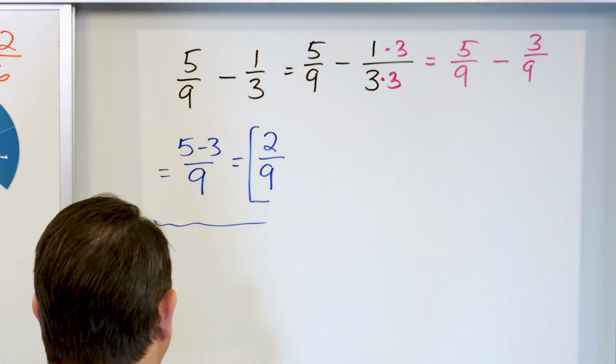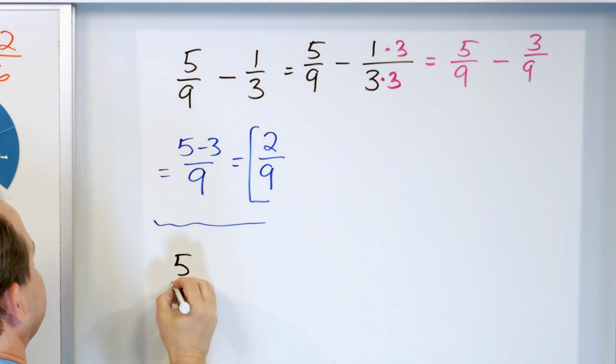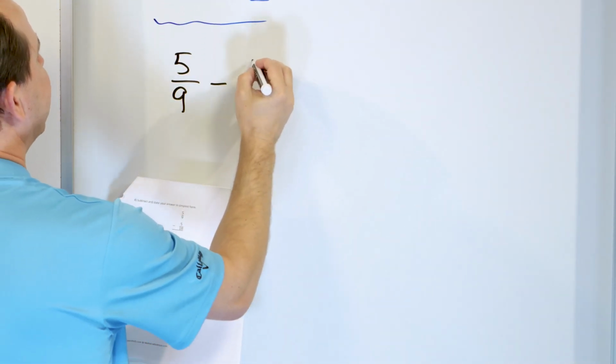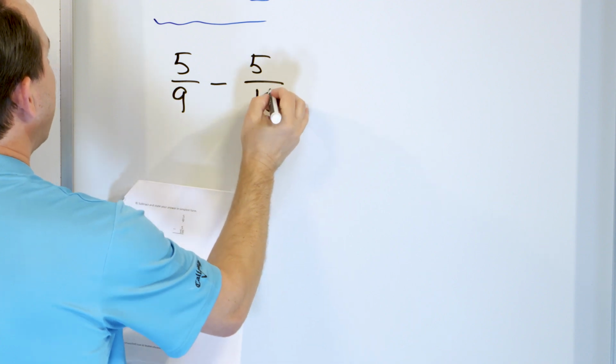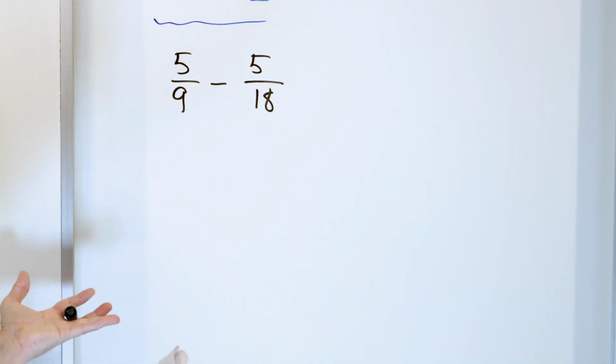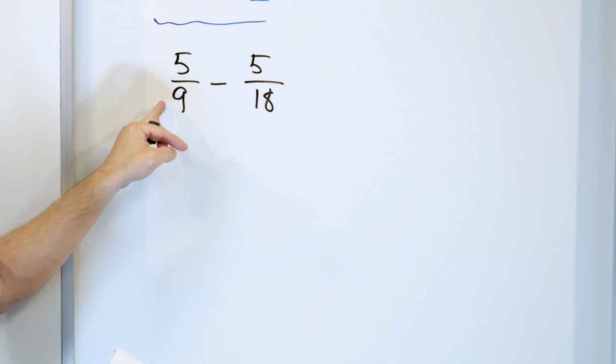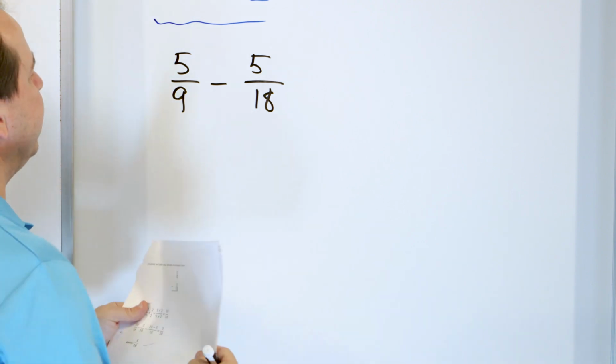And here's our very last problem. Let's take a look at 5/9, and we'll subtract 5/18. Looks very hard, right? Because you have a big old 18 here, but it's not. Because all I have to do is say 9 times 2 is 18. I can turn this into an 18.